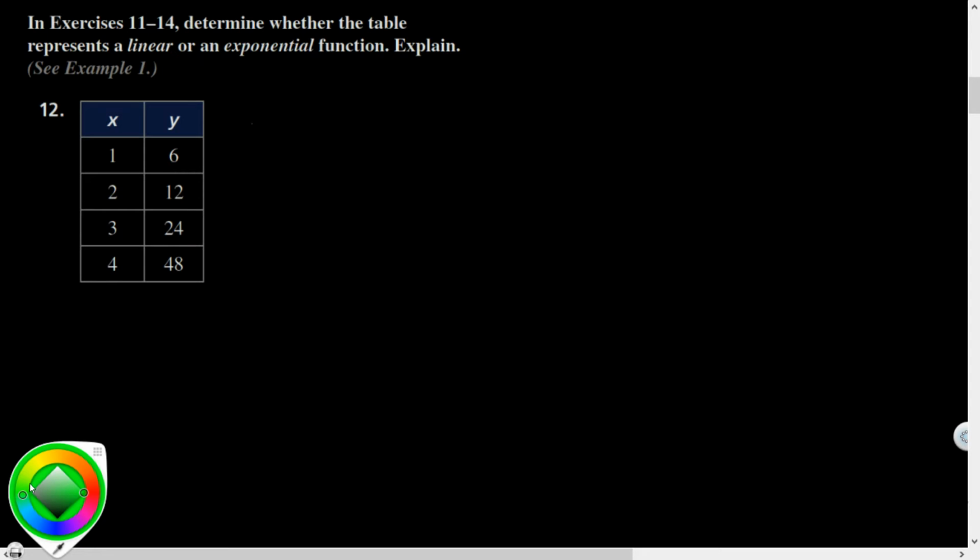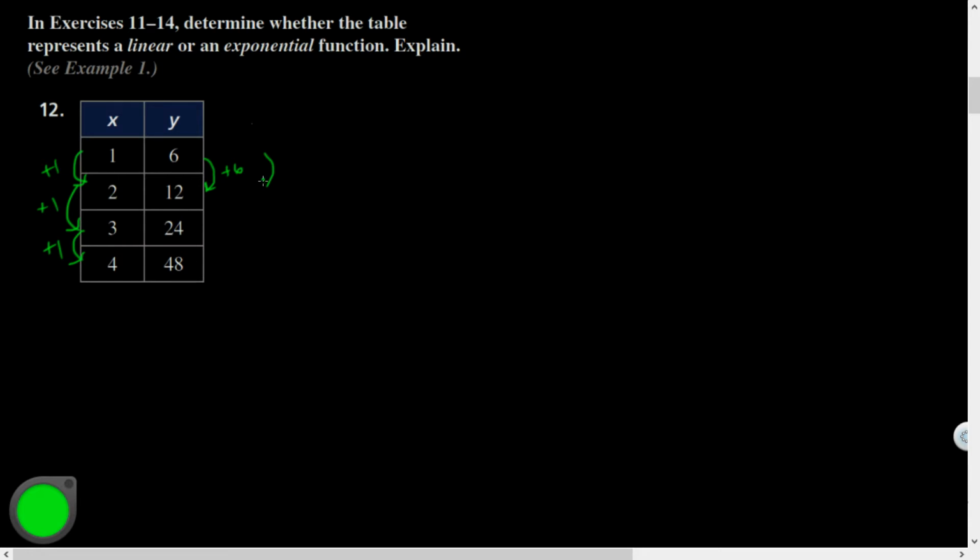So we're going to take a look at the changes. Notice these are constant intervals for the inputs, the x's. Those are all just plus 1, plus 1, plus 1. But now the question is, what's happening to the y? To go from 6 to 12, either it could have been plus 6, or it could have been multiplied by 2. If it's just plus 6, that would be linear, like the slope, 6 over 1. If it's multiplied by 2, that would be exponential because there's a multiple between terms. So let's see which pattern works.